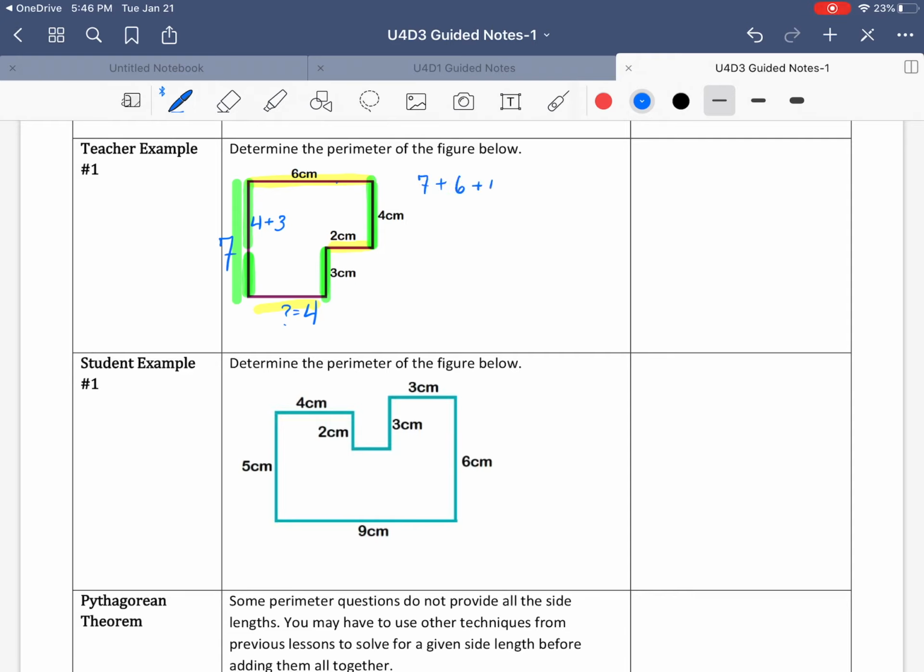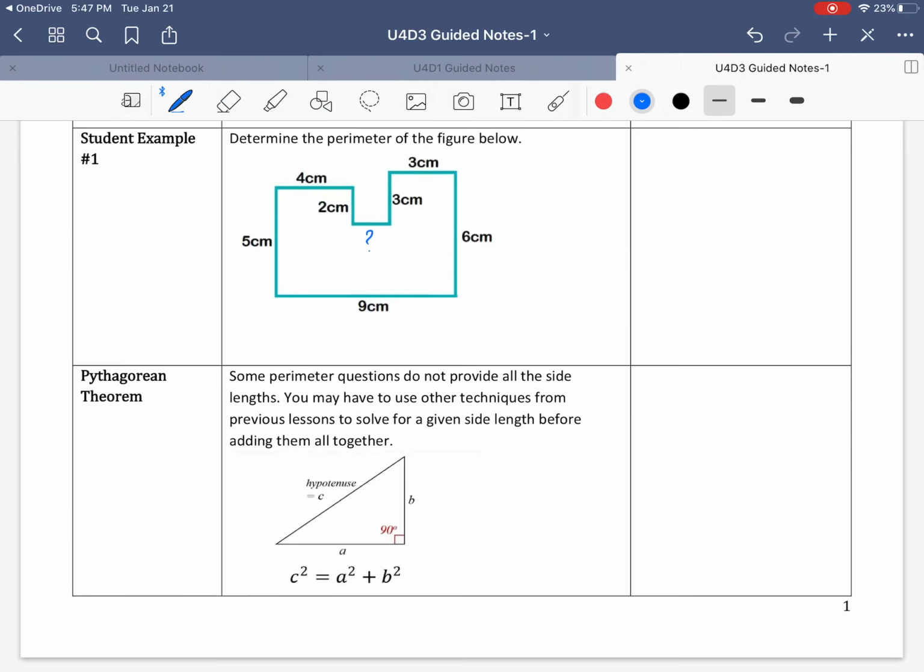7 plus 6 plus 4 plus 3 plus 2 plus 4. And let's see. So this and this, that gives us 8. And wait a second, that should be 10, sorry. And this is 10. So you should get a total of 26 centimeters as your perimeter. So using that same logic, make sure you figure out what this length is here first, and then add them all up to get the perimeter.